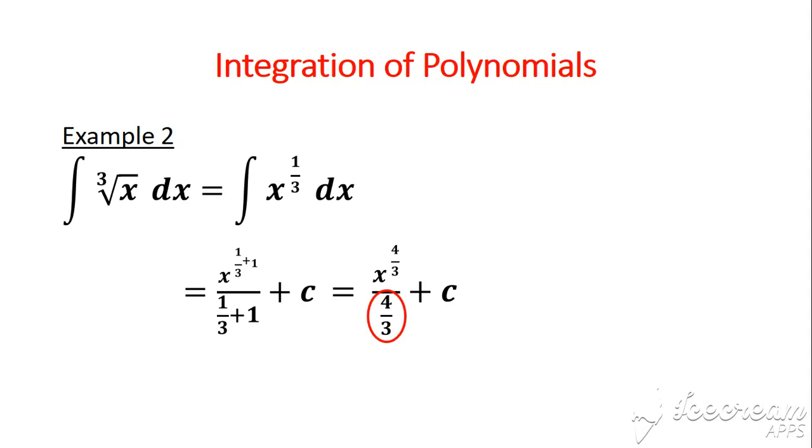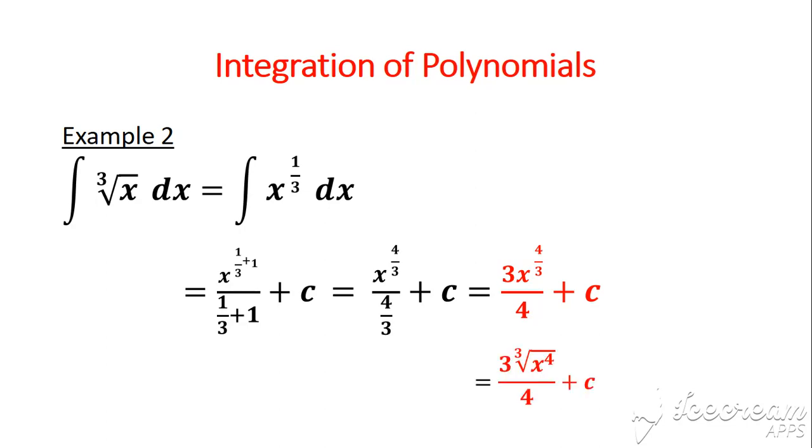And just remember, when we divide by fractions, we multiply by the reciprocal. So the 3 pops up and multiplies on the top, and we're left with 3 times x to the power of 4/3 divided by 4 plus c. And if you wanted to tidy that up, just practice your exponent rules. You would write it as 3 times the cube root of x to the power of 4 divided by 4 plus our constant c.